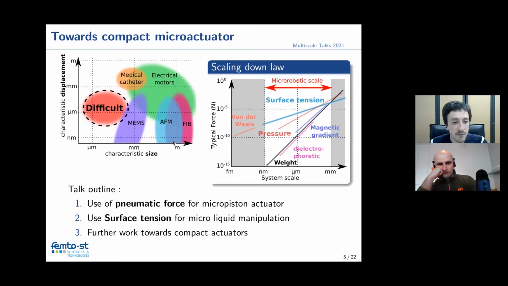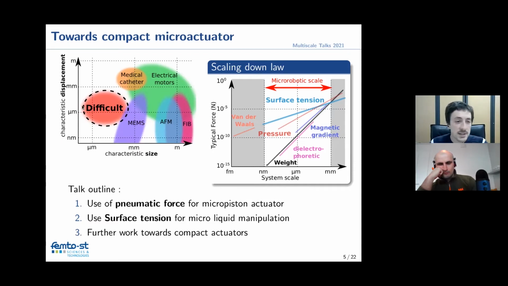So of course we have tools like AFM and FIB that allow displacement even at the atom scale, but their size is more or less the size of a table. So it's really hard to have something compact, and even MEMS actuators have a relatively large footprint compared to the actuation they can give.